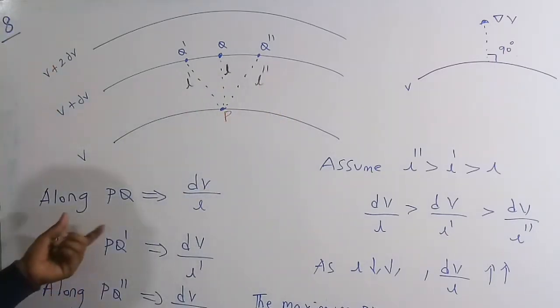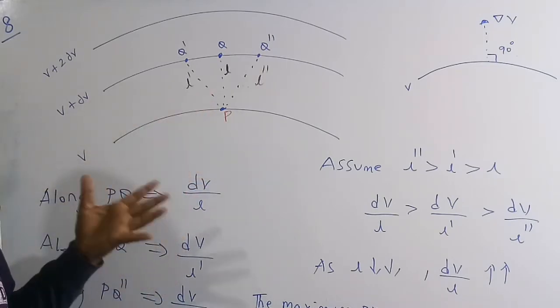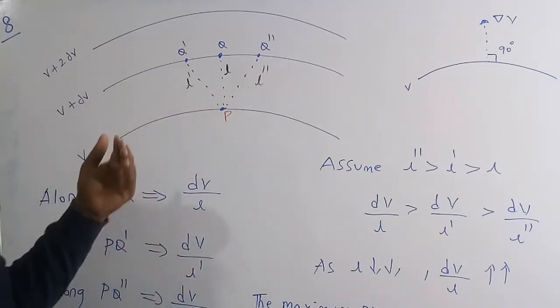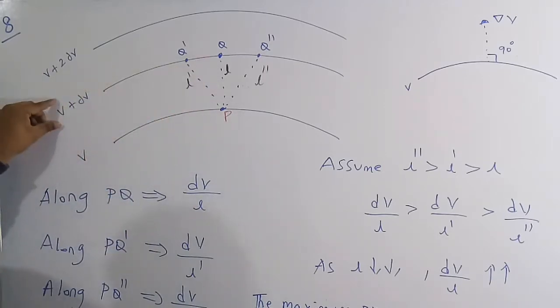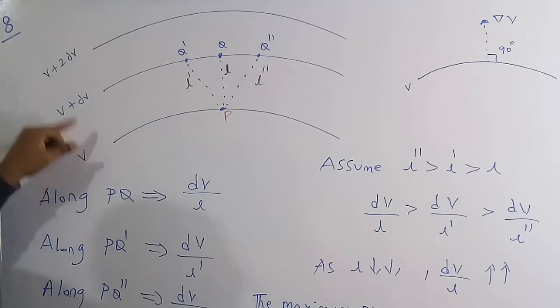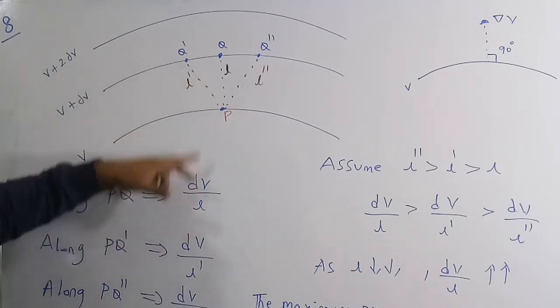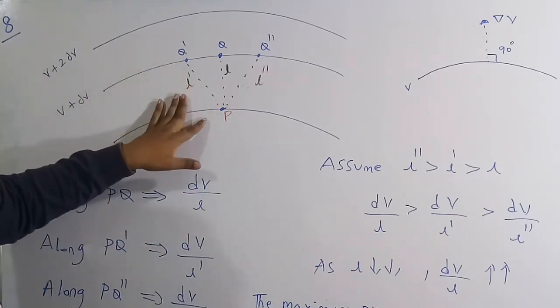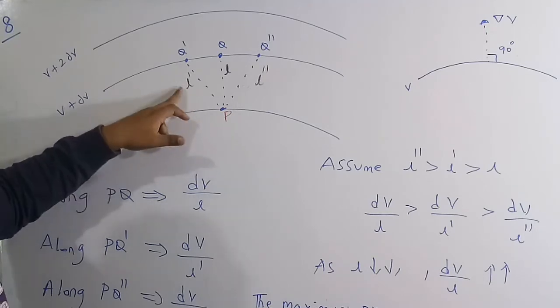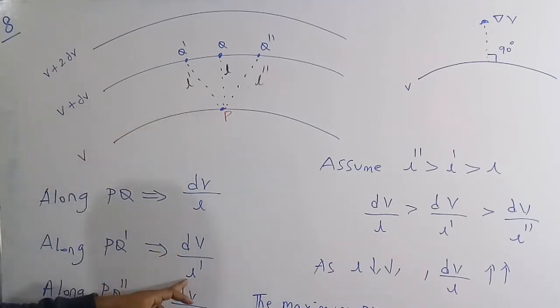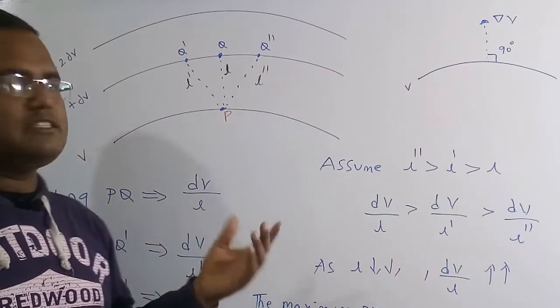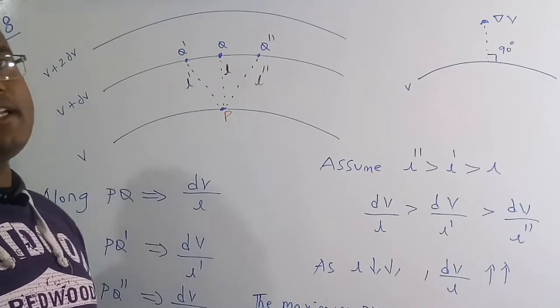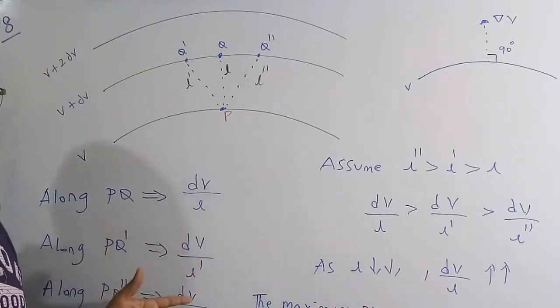Along PQ, the rate of change of voltage with respect to distance: the voltage change is dV, because this is V and this is V plus dV, so the rate of change is dV by L. Along PQ dash it is dV by L dash. Along PQ double dash it is dV by L double dash. So dV is the same for every path, but the length varies.